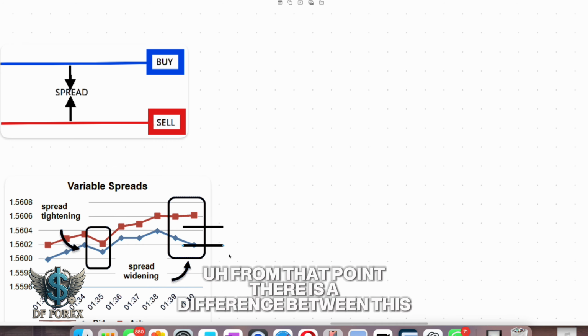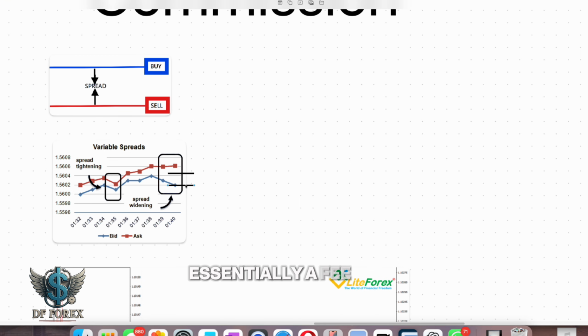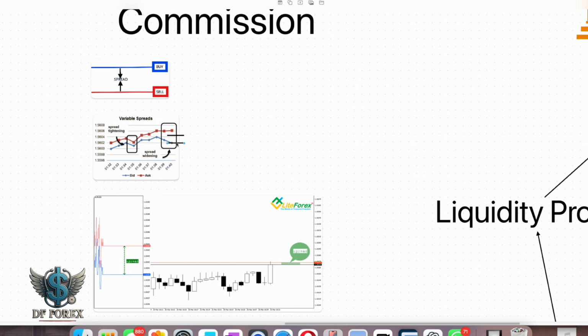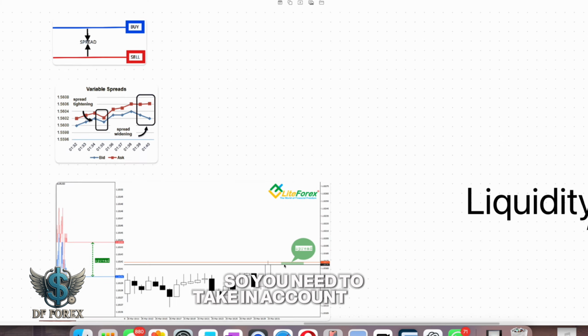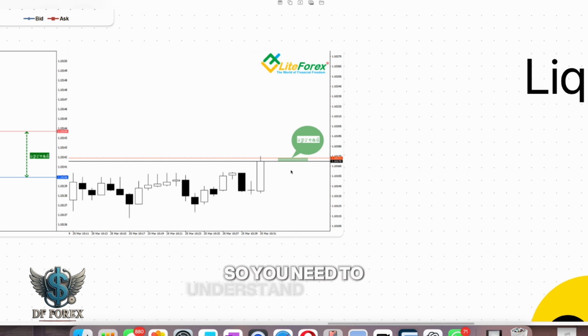There is a difference between these. This is called spread, or the commission rate, essentially a fee that you pay when you start an order. And this is very important, because if you are a very profitable trader, you need to take into account what the fee is. If the fee is very large, then it can erode your profits. So you need to understand the spreads or fees. The target of a trader should be to get the minimum amount of spreads or fees. This is the fee that you pay initially when you start an order.